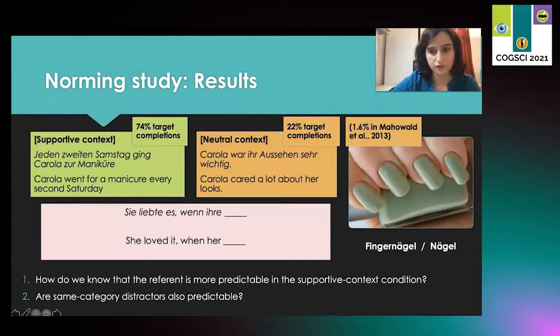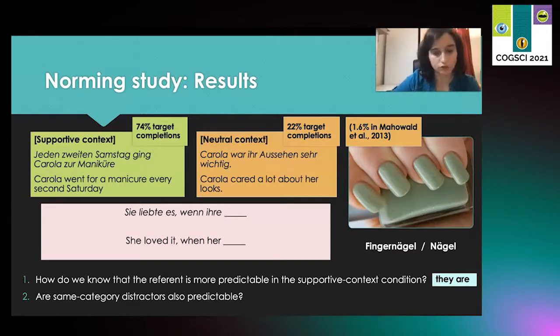Just for reference, in the study by Mahowald and colleagues, they also carried out a norming study, and in the neutral context, the target referent was only predicted 1.6% of the time. So there is a stronger difference in terms of predictability of the referent compared to our study. However, we do have this difference as well, it's just a bit milder.